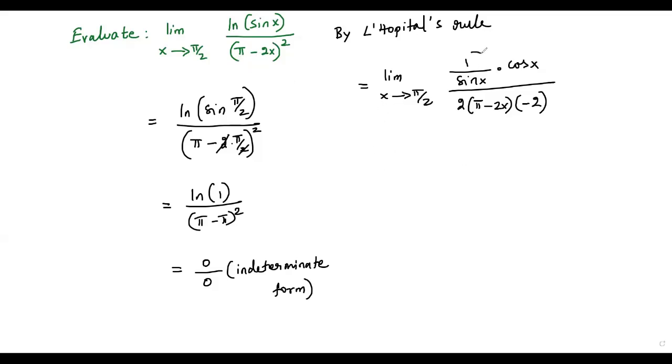So 1 over sin x times cosine x, with the limit extending to pi over 2, will become, what? Cosine x over sin x.